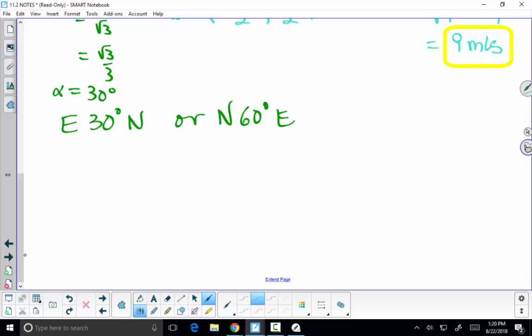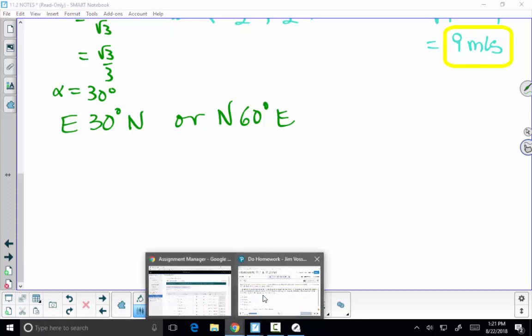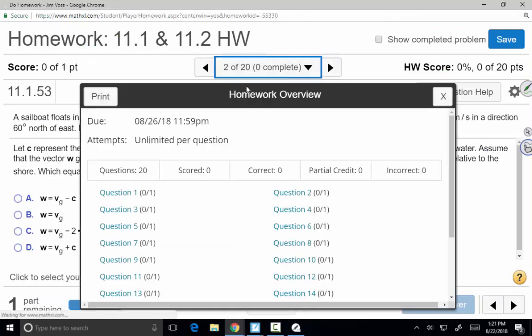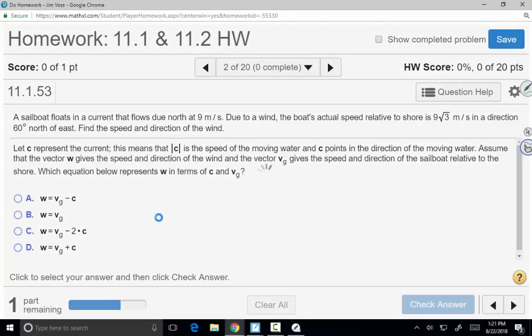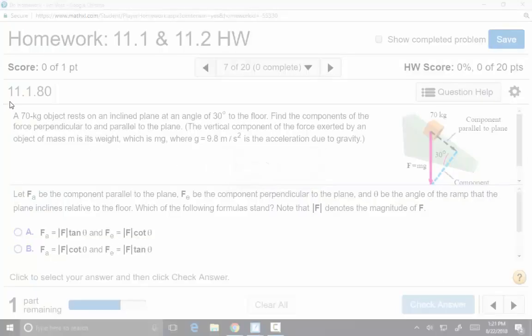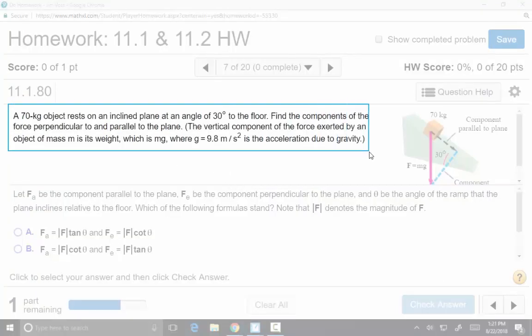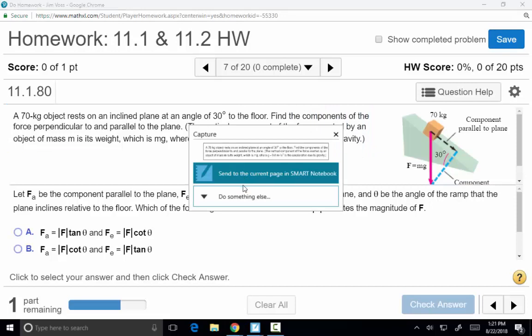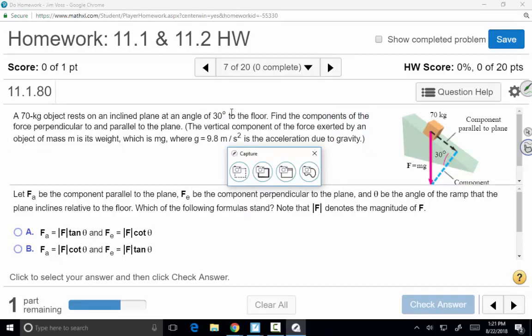All right, let's take a look at number 7. This is a good one. I'm not going to include that picture because it takes up way too much space and it's actually a little bit misleading. They do it in a really weird way. It's much easier.